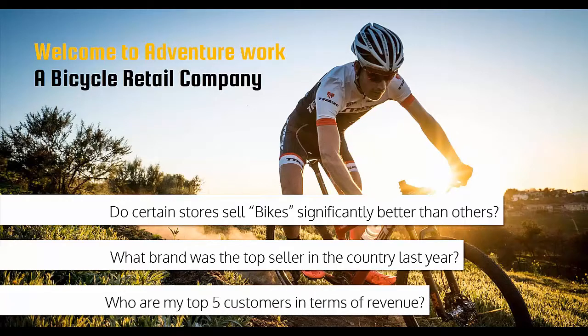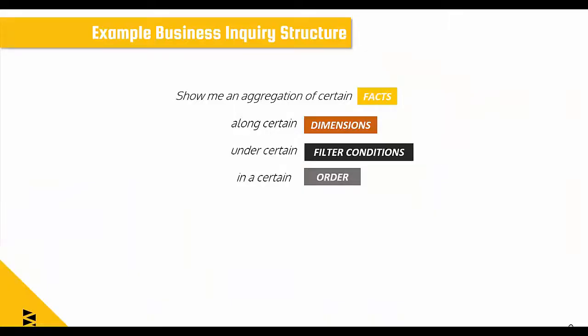So what we're going to do now is try to recognize an inquiry structure within the business questions. The elements that we're going to look for are the facts, the aggregations, the measures. We will look for the dimensions, the business subject of what we want to analyze. We will look for the filters, a set of conditions that specify the data subset that we want to look at. And we also look for the order in which we want to see the aggregation.